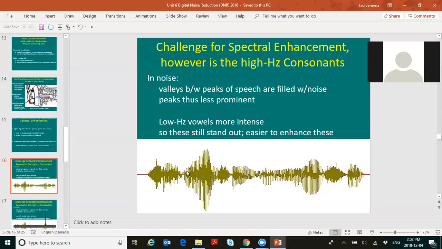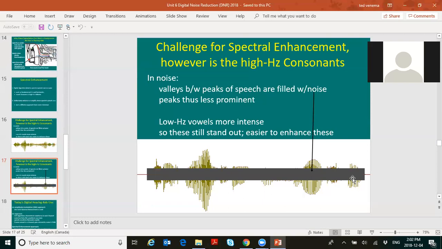Why? Here's the waveform of speech. It could be my father can beat your father at checkers. Okay. In noise, the valleys between the peaks are filled with noise. What's still sticking out? The peaks. What's the loudest parts of speech? The vowels. What do people usually have in terms of hearing loss? Poor high-frequency hearing. Vowels are low frequency. People usually have better hearing for the lows than they do for the highs. So they don't have the trouble hearing the vowels.